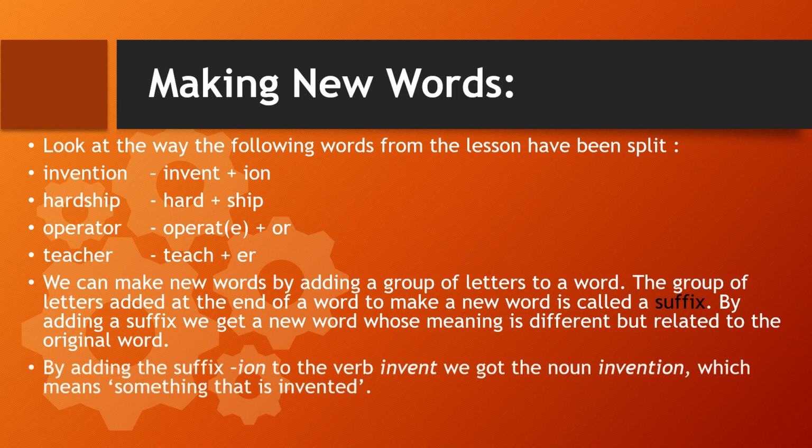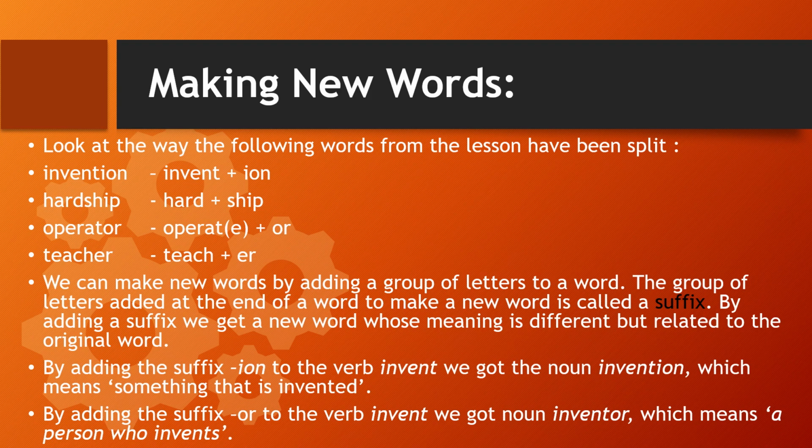By adding the suffix ion to the verb invent, we got the noun invention, which means something that is invented. By adding the suffix or to the verb invent, we got a noun inventor, which means a person who invents. So I'm sure you can understand what it means by adding suffix and making a new word. Let us go ahead and do the next exercise, which is based on this.